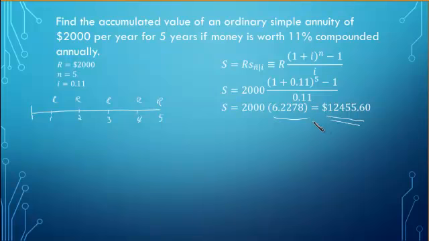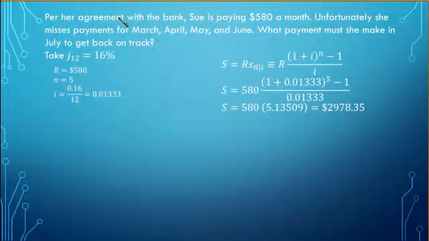Don't you agree? Per her agreement with the bank, Sue is paying $580 a month. Unfortunately, she misses payments for March, April, May, and June. So she misses 4 payments. What single payment must she make in July to get back on track?